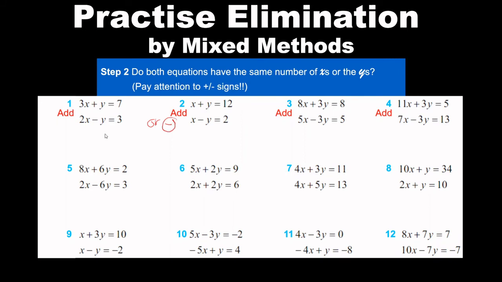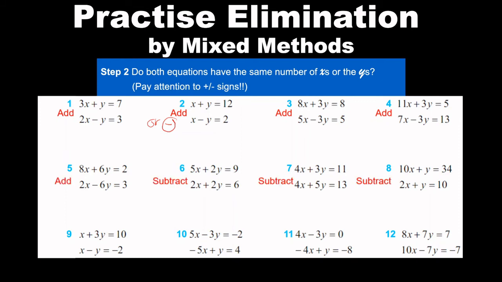For question 3, we've got the same number of y's, 3 y's and 3 y's, but we've got opposite signs, so again we'll add. And for question 4, we've got the same number of y's, but one's positive and one's negative, so again we'll add. If you haven't yet decided whether you will add or subtract for the rest of these questions, make sure you hit pause and do that now.